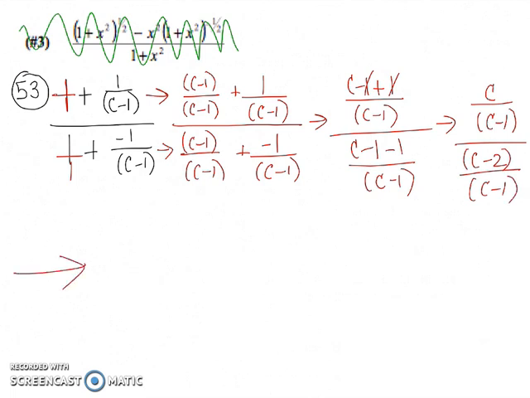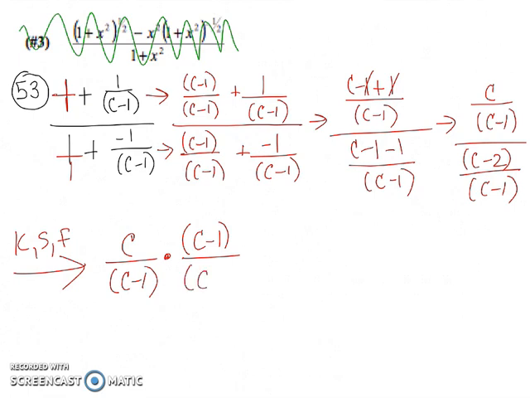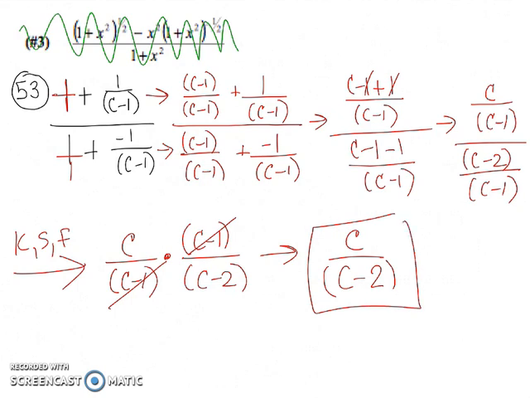And then my last step here is going to be the keep, switch, flip move. So my top fraction I'm going to keep, c over c minus 1. I'm going to switch my sign to times, and my bottom fraction I'm going to flip. So c minus 1 goes on the top, c minus 2 goes on the bottom, and now you can see that my c minus 1s are going to cancel out, and my final answer is going to be c over c minus 2. Okay, that was option 1.